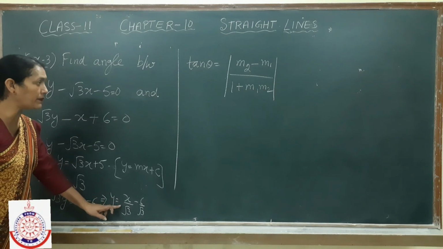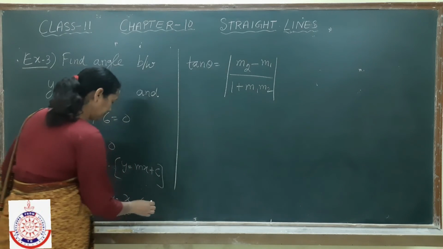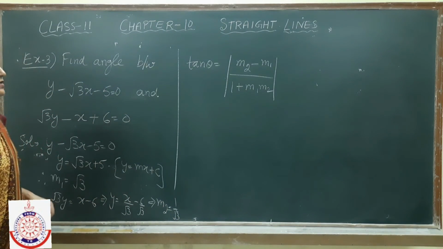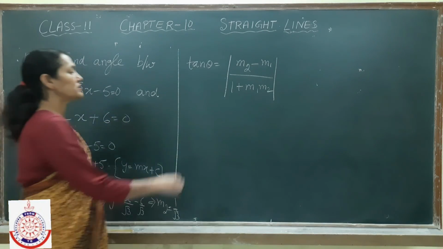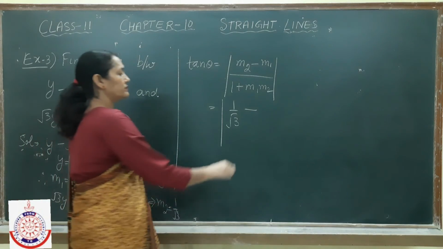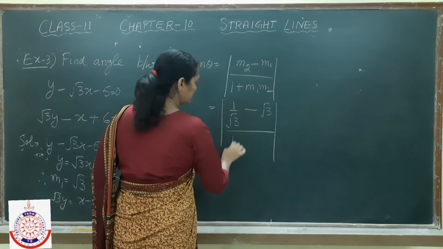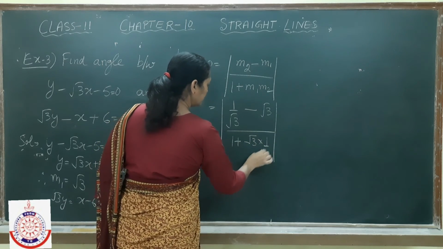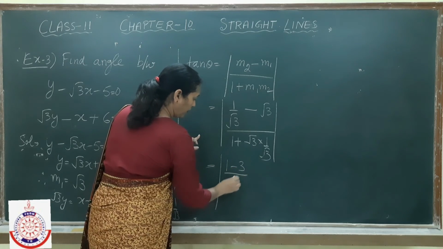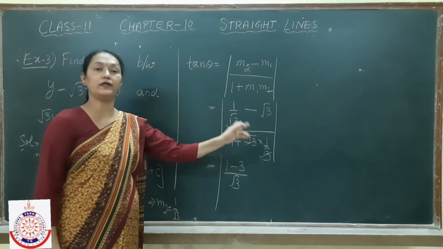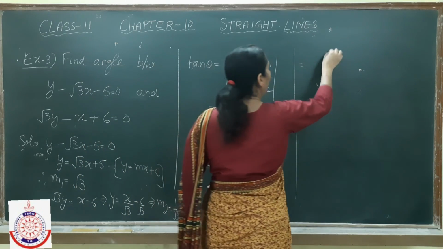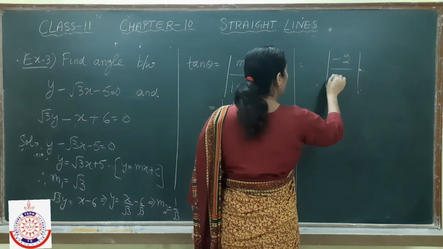So what is the value of m2? The value of m2 comes out to be 1 upon root 3, again comparing this equation with the slope intercept form. So we have obtained m2 as 1 upon root 3 and m1 as root 3. Putting the values, now taking LCM, mod of 1 minus 3 upon root 3. Here this root 3 and root 3 will get cancelled. 1 and 1, 2, so this 2 will come here only. So it's 2 root 3. Mod of minus 2 upon 2 root 3.